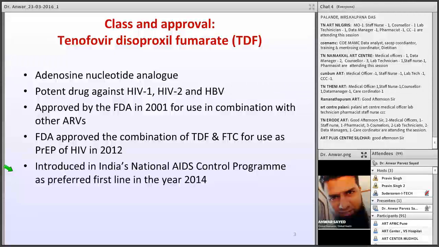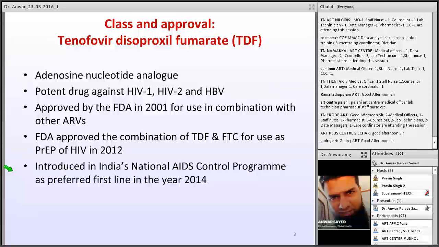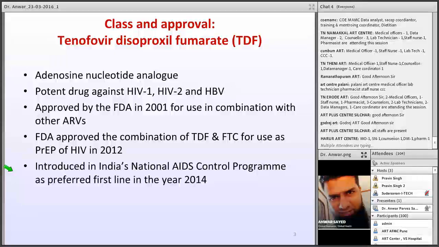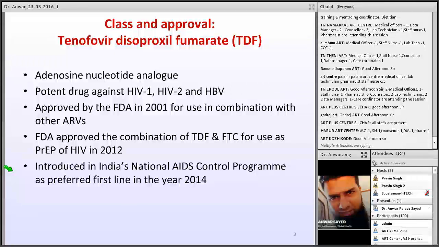It was approved by FDA in the year 2001 for use in combination with other ARVs, and also for the combination of TDF and emtricitabine for use as pre-exposure prophylaxis, which was approved in the year 2012. We were using tenofovir since 2008-9 as a second-line drug, but as the preferred first line, India's National AIDS Control Program introduced this drug in the year 2014.